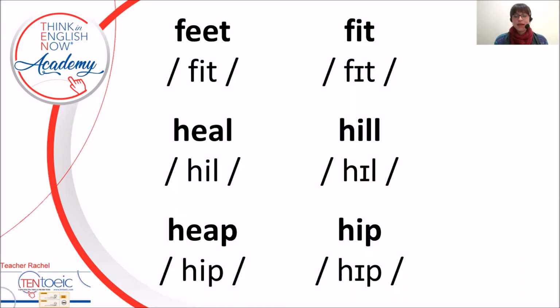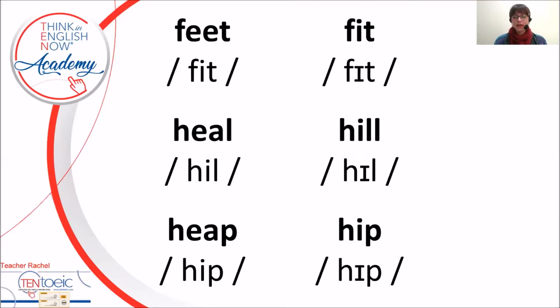Hill. Hill is smaller than a mountain. A mountain is big. A mountain is very big. A hill is just smaller. So my house is on the hill. So smaller than a mountain.